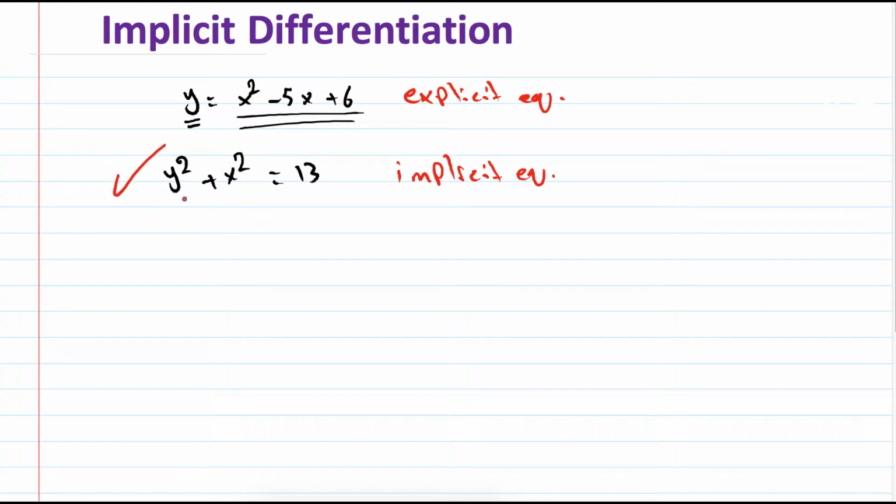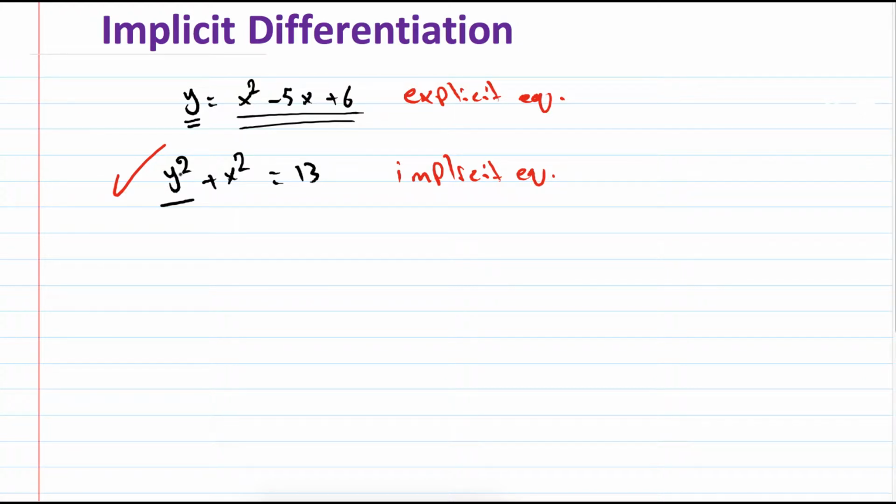So if I have y to the 2 plus x to the 2 equals 13 and I want to differentiate this equation with respect to x, do I treat y as a variable or as a constant? How can I differentiate a function like that? Well, mechanically, I'm going to tell you the steps to do implicit differentiation. Wherever you see a y, you will treat it exactly as an x.